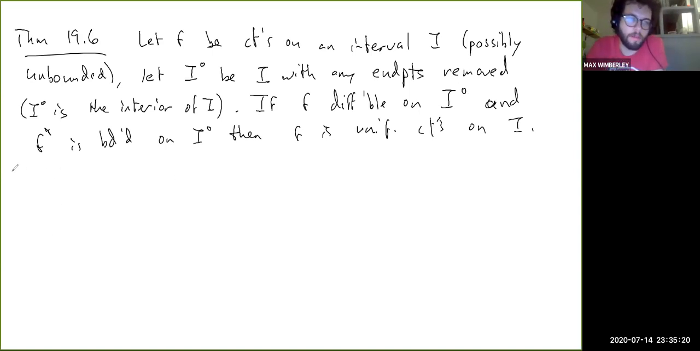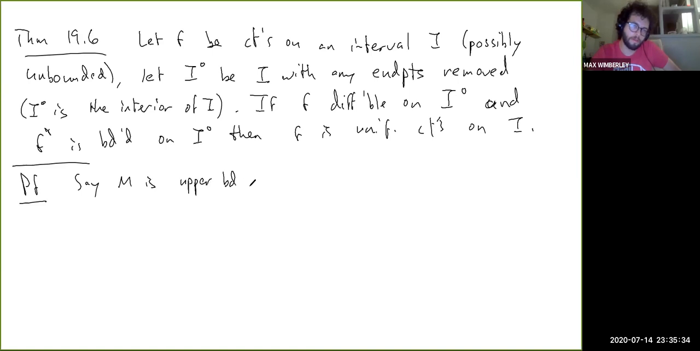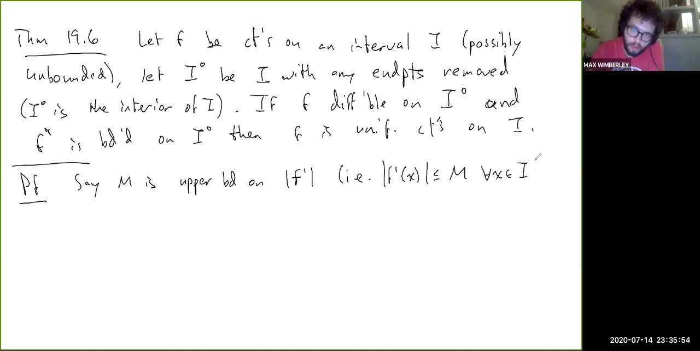Anyway, the proof of this is pretty simple. It mainly hinges on the mean value theorem. Say M is an upper bound on the absolute value of f prime. So the absolute value of f prime of x is less than or equal to M for all x in I. Now, what do we want to show? We want to show f is uniformly continuous.